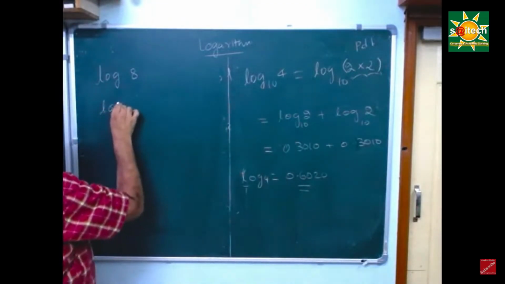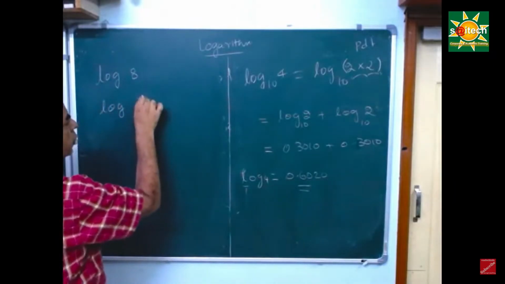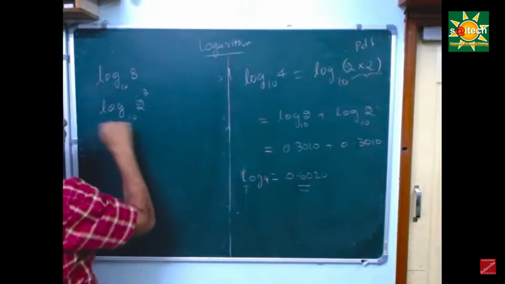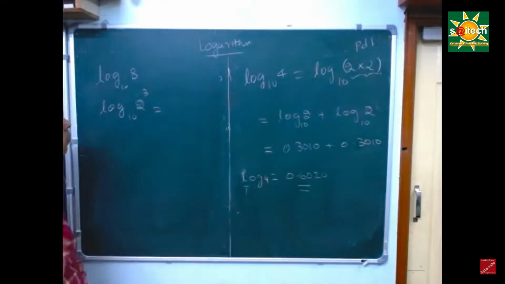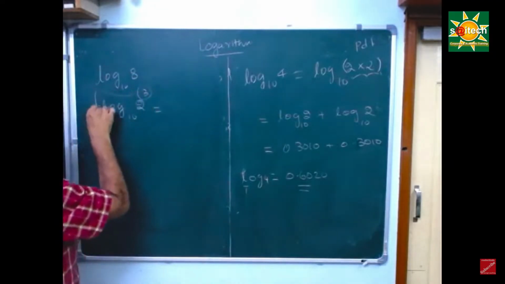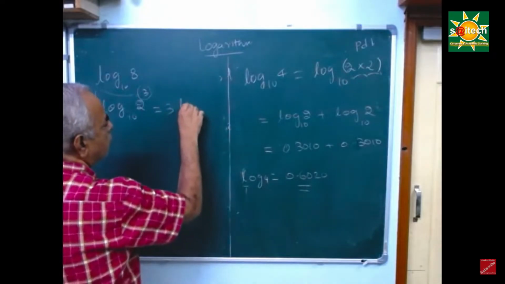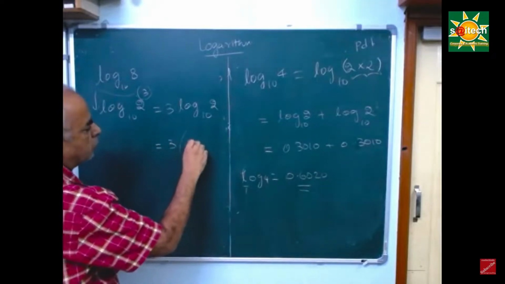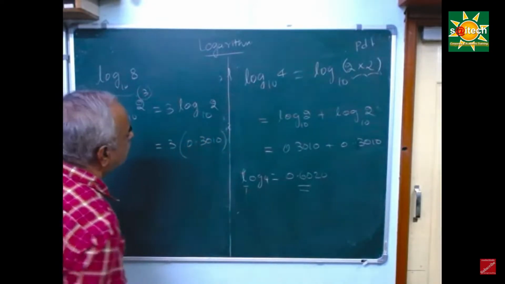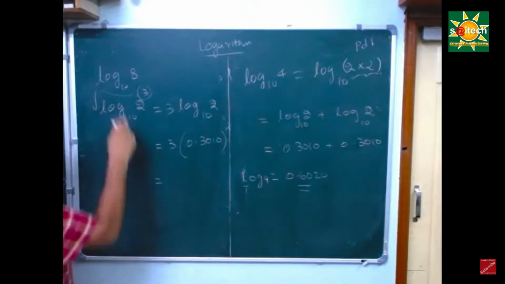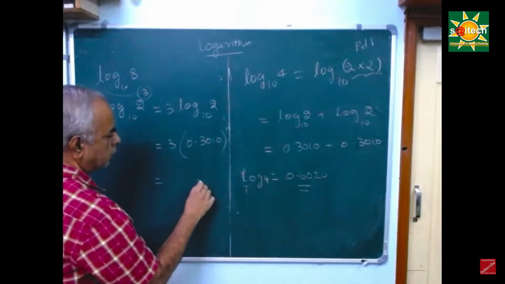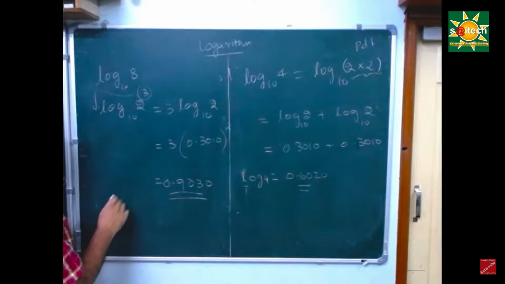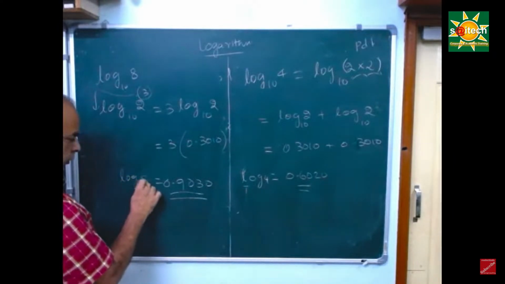Log 8 can be written as 2 cube, is it not? 2 into 2 into 2 to the base 10. Therefore, according to the power rule, you can bring 3 as the coefficient. So 3 into log 2 to the base 10. Therefore 3 into 0.3010. So what is the value of log 8? That is 0.9030. This is log 8.